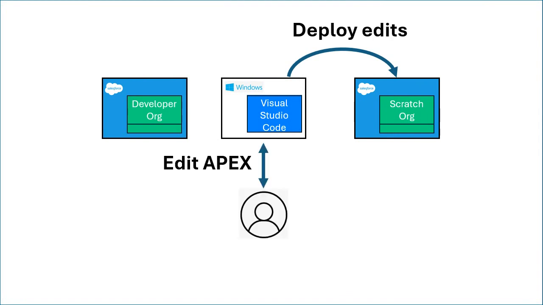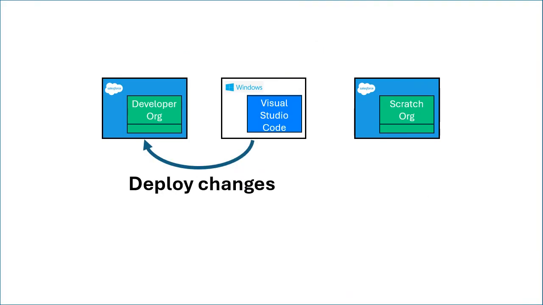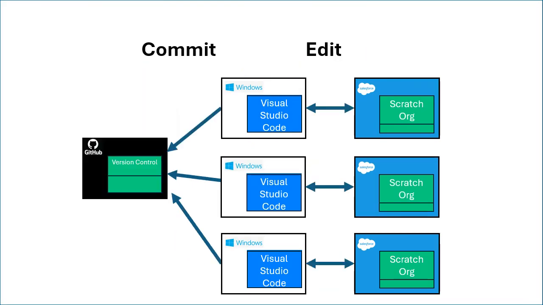Then you can use Visual Studio Code to edit the Apex and deploy the edits to the Scratch org, and log on to the Scratch org to edit the fields, page layouts, etc., and then pull those changes back to the local drive. Then once you are happy with all the changes, you can deploy them back to the main developer org. This means you can have multiple developers working on the same project, each with their own Scratch org, without the risk of breaking anything. And if you are using GitHub, you can use this to manage version control between the different developers.